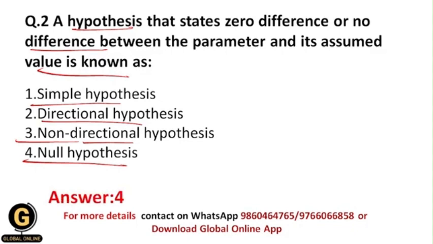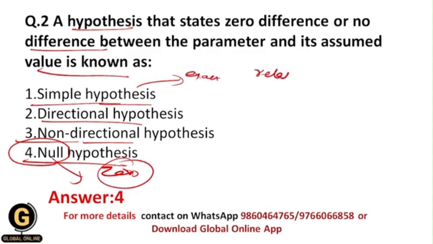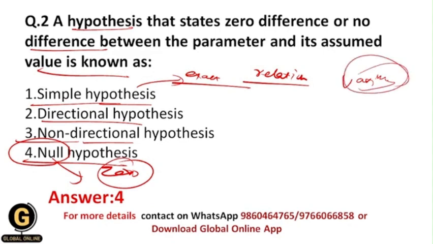So you can familiarize the word null. The meaning of null itself is zero. Okay, so it means that there is zero difference or zero relationship between the parameter and its assumed value. Okay, what is simple hypothesis? So basically a simple hypothesis states the exact relationship between the variables. Okay, whatever relationship between the variables is already there, the exact relationship is going to be stated by a simple hypothesis.